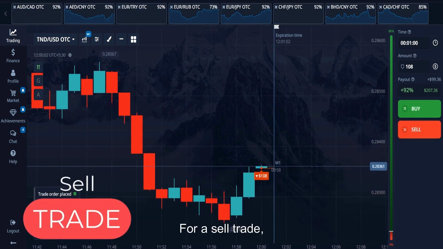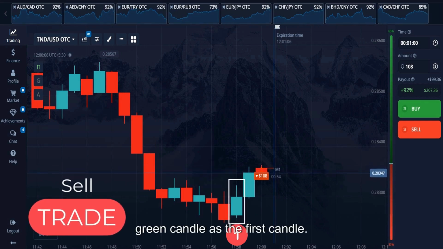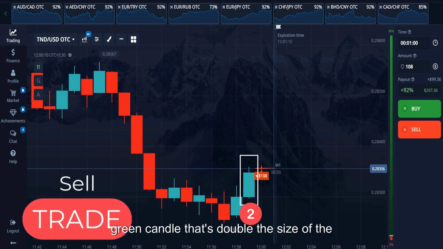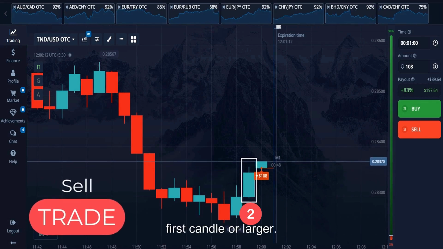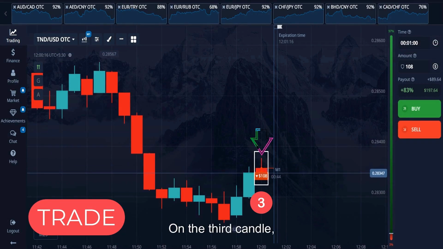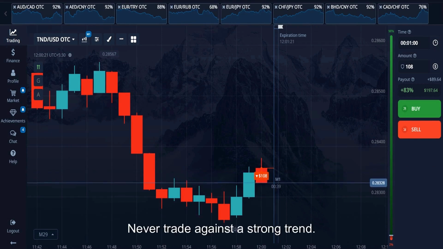For a sell trade, look for a weak bullish green candle as the first candle. If the second candle is a strong bullish green candle that's double the size of the first candle or larger, it's a setup for a trend reversal. On the third candle, place a sell trade. Never trade against a strong trend.